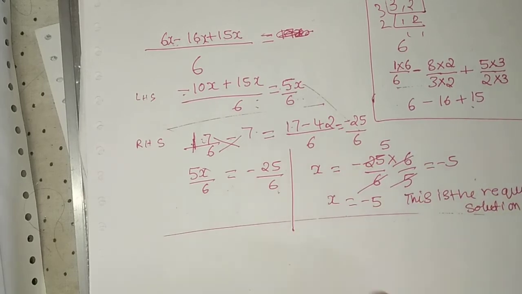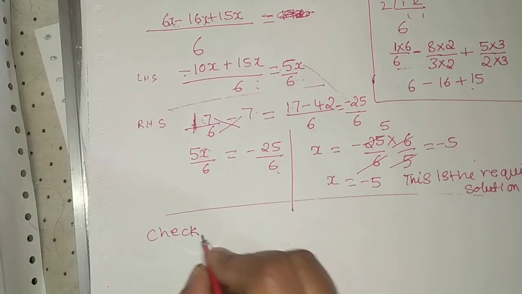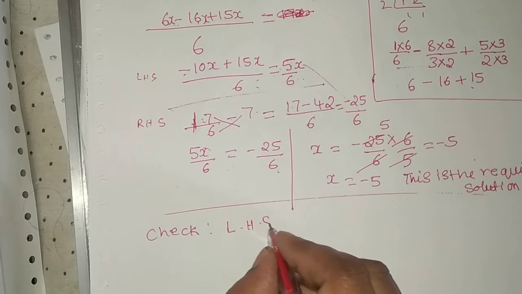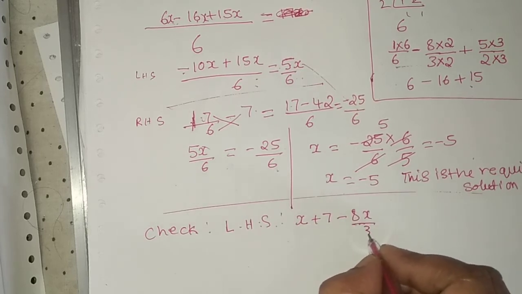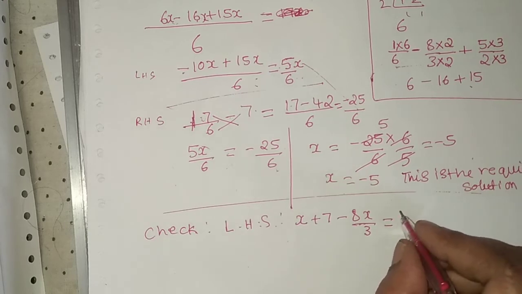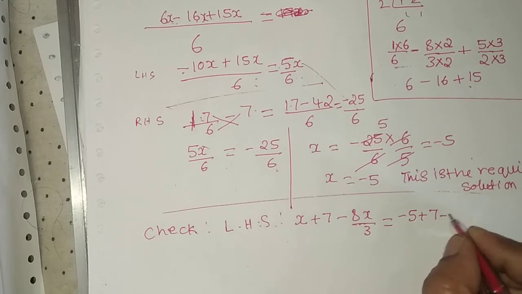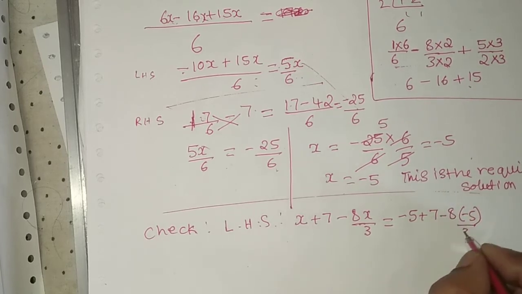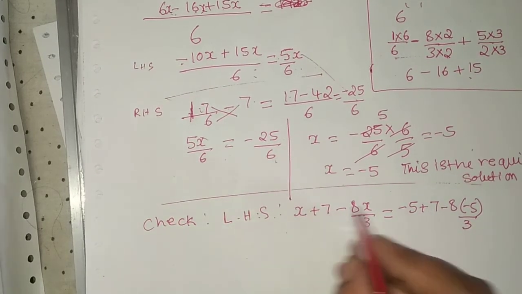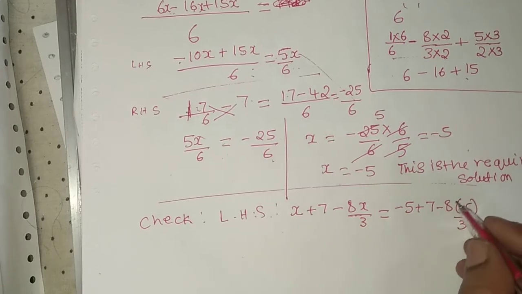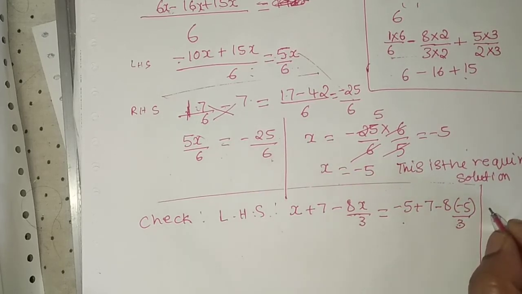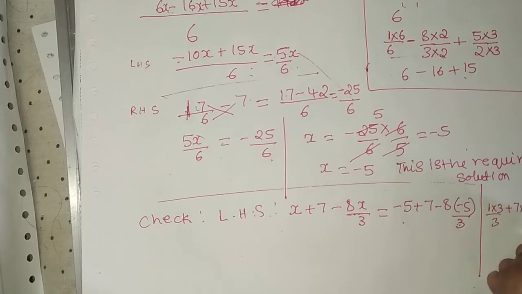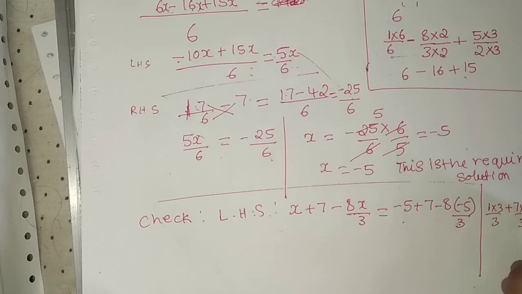Next step, we will check this. So we will take first LHS. What is LHS in the problem? That is x plus 7 minus 8x by 3, now we substitute minus 5 in the place of x. So we get minus 5 plus 7 minus 8 into minus 5 by 3. So now we will simplify this. Same thing, the LCM as we did the previous time, 3 is the LCM here. So every time we have to multiply: 1 into 3 by 3 plus 7 into 3 by 3, then 8 fives are 40 we'll get.